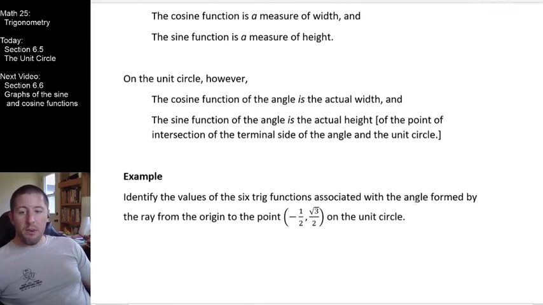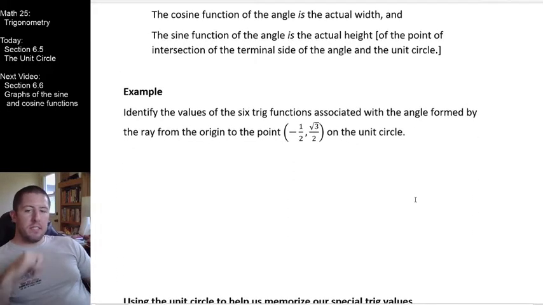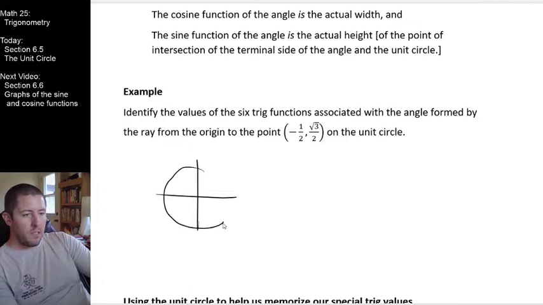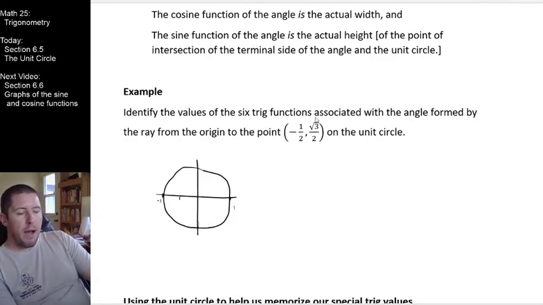So, for example, identify the values of the 6 trig functions associated with the angle formed by the ray from the origin to the point (-1/2, root 3 over 2) on the unit circle. So I'm going to draw my diagram here. You're going to draw a whole lot of unit circles this semester. I know that I'm going to the point -1/2. So I know this is radius 1, so this is at -1 and this is at +1. I know that I'm going to go out to -1/2, that x value, halfway between 0 and -1. I'm also going to go up to positive root 3 over 2.